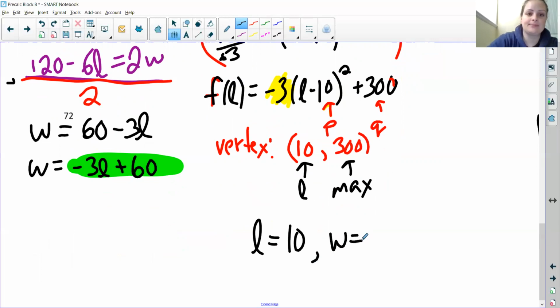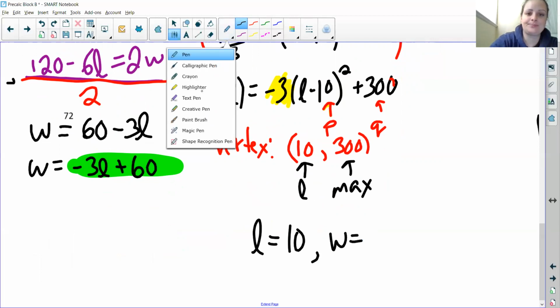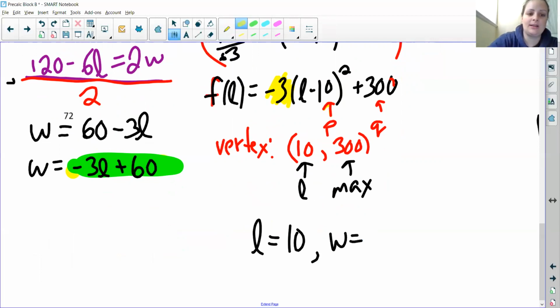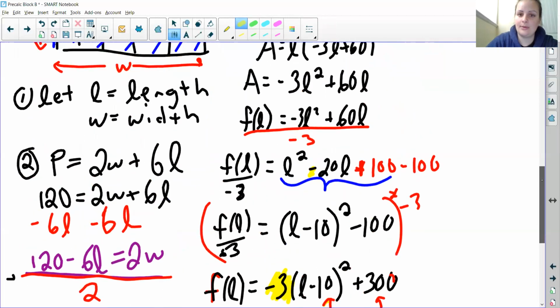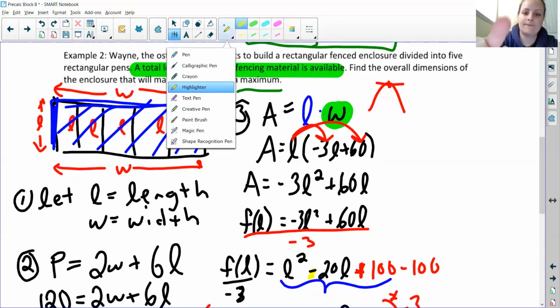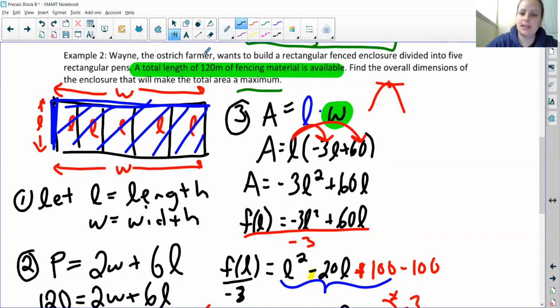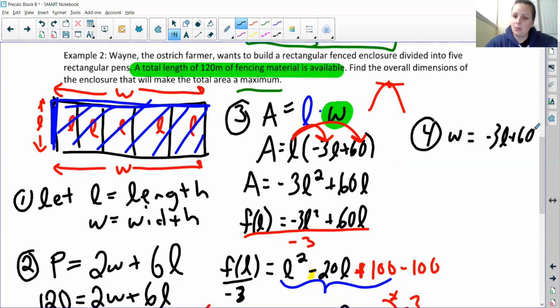And conveniently, look at that, I'm already at the same spot. Conveniently, we've already made an equation that tells us how to calculate what W is. So that is our last step. That's step 4, I guess you could say. We have that W equals -3L plus 60. We now know that L has to equal 10 in order for it to be a maximum area.